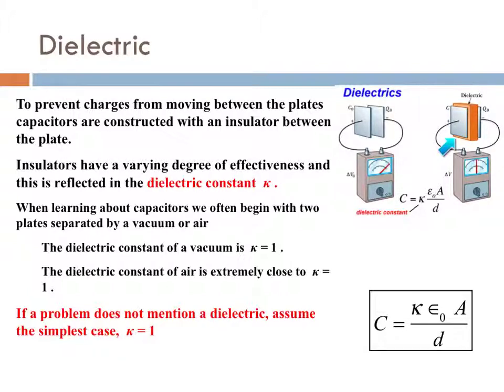Now, when we first started talking about capacitors, the dielectric constant K is equal to 1. This is true for a vacuum, meaning no air. But when there is air, it's still very, very close to K is equal to 1. So we're going to assume that it's equal to 1 in both situations. So if a problem does not mention a dielectric, you're going to assume that K is equal to 1. Again, what this dielectric does, it prevents charges from moving between the plates of the capacitors, and capacitors are constructed with an insulator between the plates.